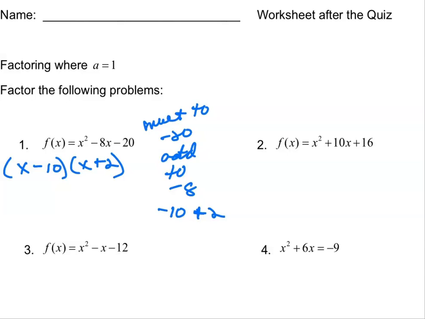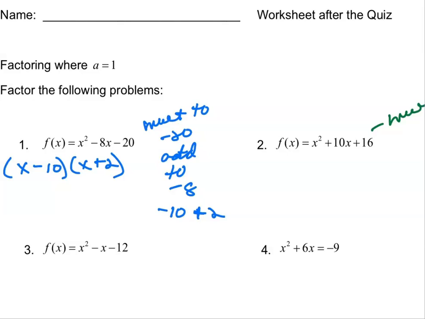Okay, we're going to jump around. I'm going to do the next one. I'm going to eventually do this with a graphing calculator, but I want to make sure you have the fundamentals of your factoring before I do that. Okay, next problem. This says my function is x squared plus 10x plus 16. So what multiplies to 16 and adds to 10?